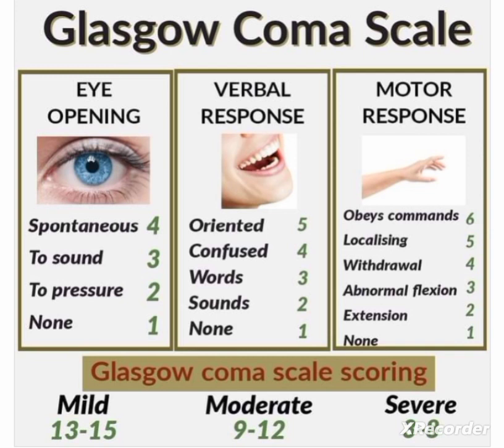So the Glasgow coma scale scoring is mild, moderate and severe. If the patient has mild head injury, the score will be 13 to 15, and if moderate, that is 9 to 12, and if the patient is a severe case, that is 3 to 8, and 3 is the lowest score. If the patient's score is 3, the patient will be in coma, and the final score is 15.